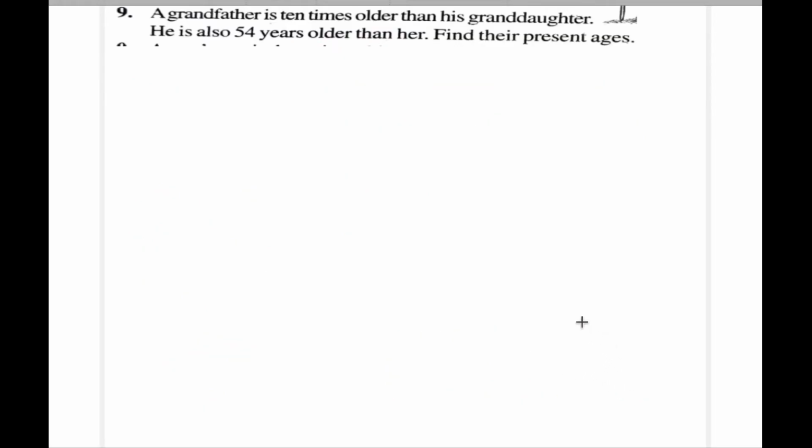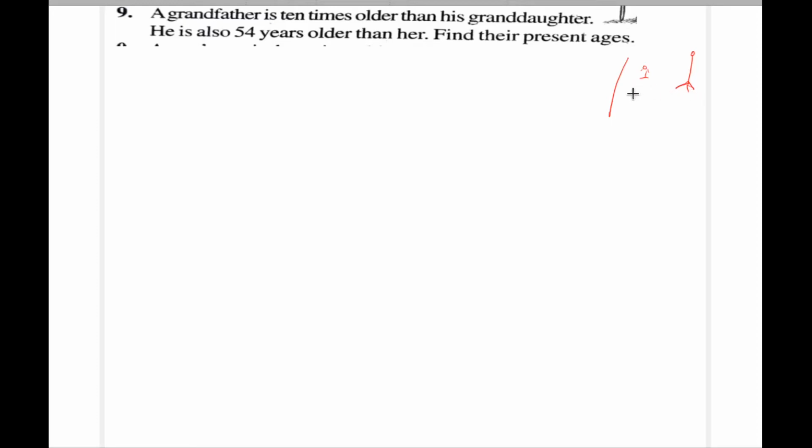Question number 9. A grandfather is 10 times older than his granddaughter. He is also 54 years older than her. Find their present ages. Okay. So there are two persons, granddaughter and grandfather. Now, grandfather is 10 times older than granddaughter. Now we don't know their ages.